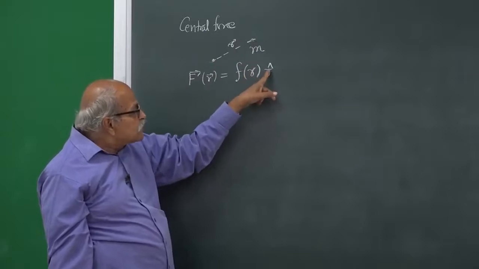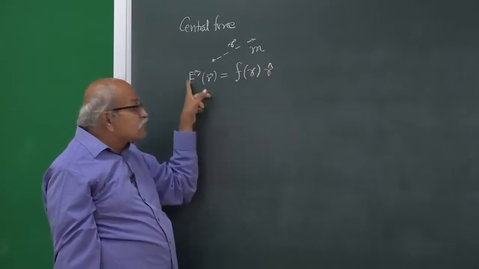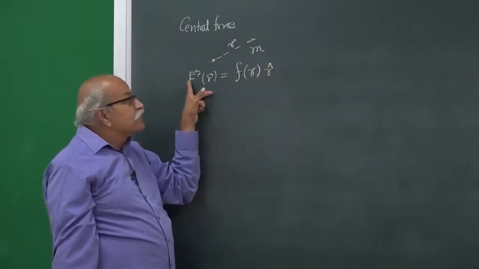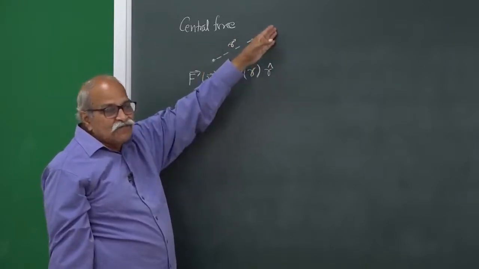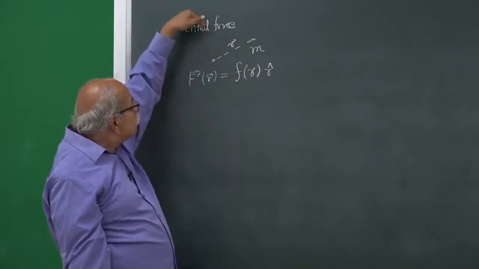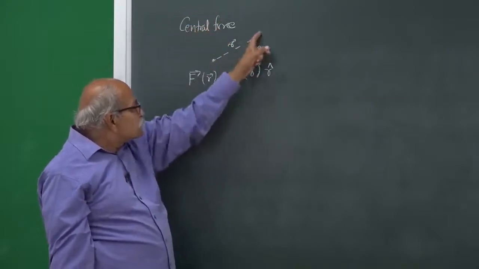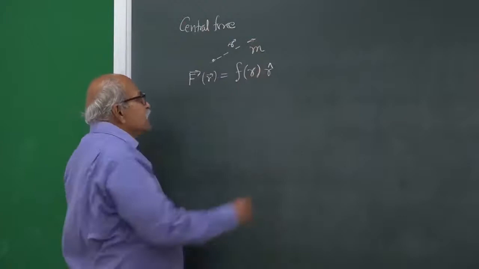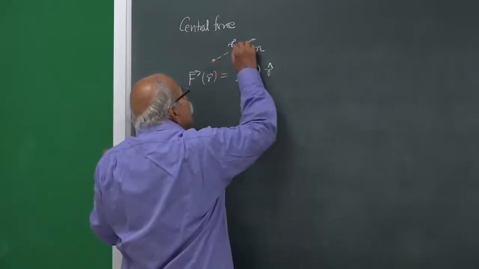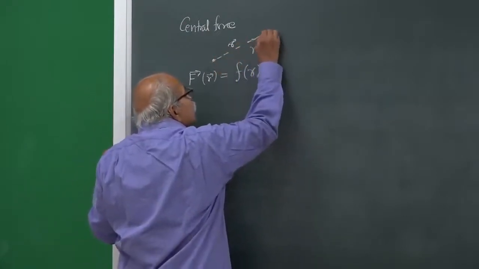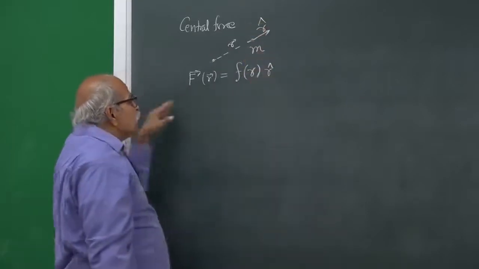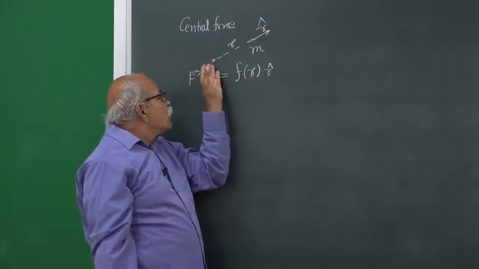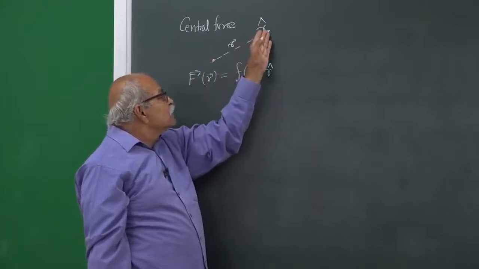And this direction is the direction of the force. It need not be in this direction in general, but for a central force it has to be in this direction. This r cap vector is along this line, in the increasing r direction. The unit vector along the direction of this position vector is known as r cap.